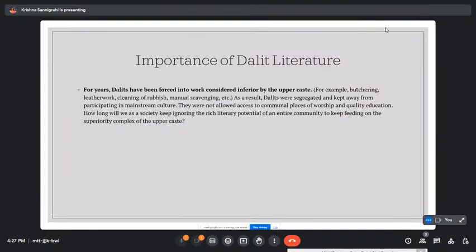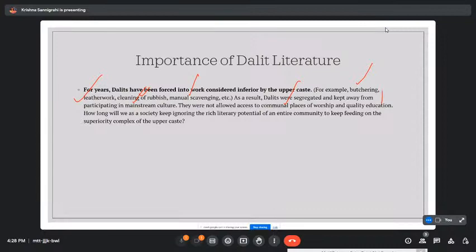The importance of Dalit literature. So for years, Dalits have been forced into work considered inferior by the upper caste. For example, they have been forced to do what? To do butchering, leather working, cleaning of rubbish, manual scavenging, and all these things. As a result, Dalits were segregated and kept away from participating in what? In mainstream culture. So they were not allowed access to what? To communal places of worship and quality education.